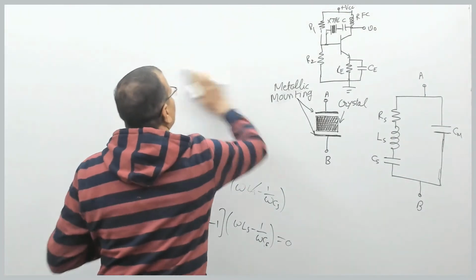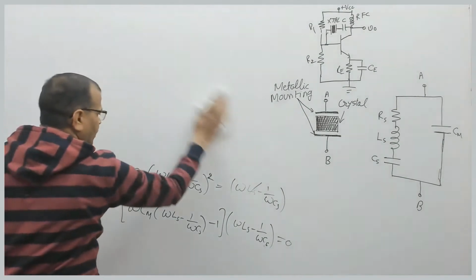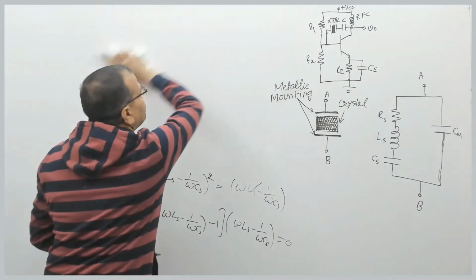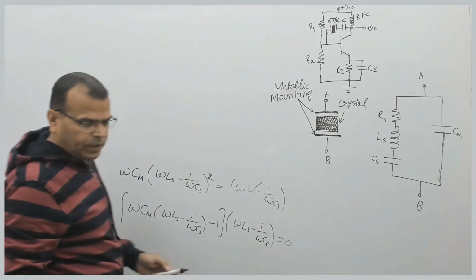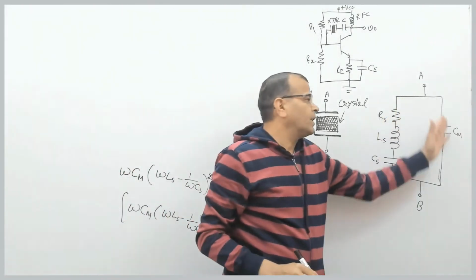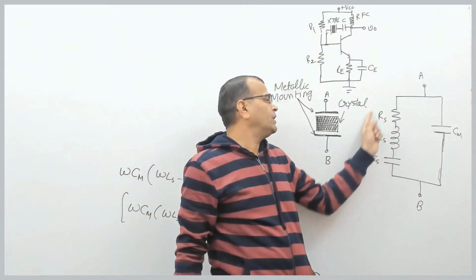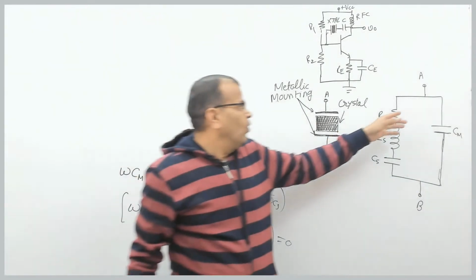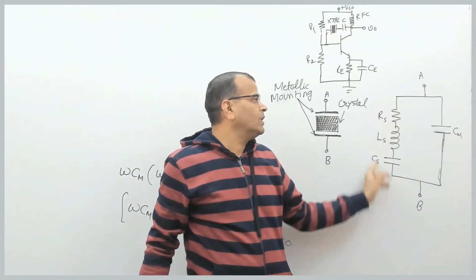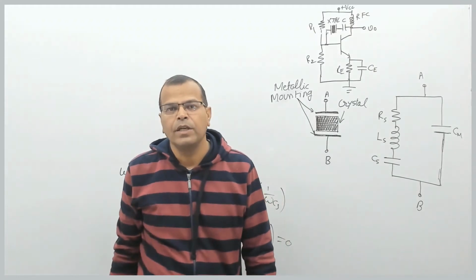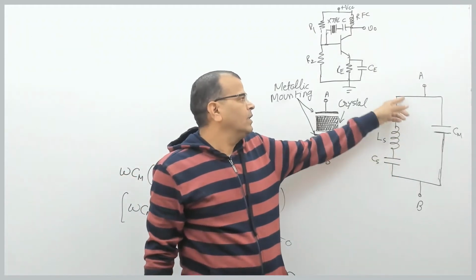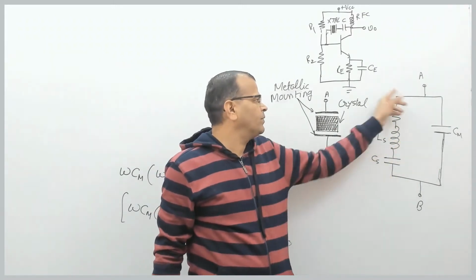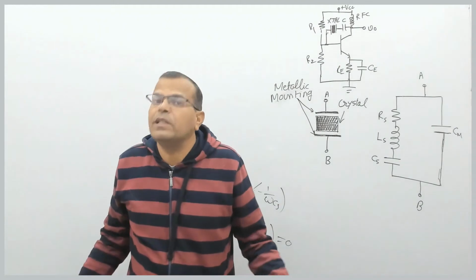For this product will be 0 when either of these two terms is 0. So let us proceed further. This is the circuit. We know a series RLC circuit is a resonant circuit. When this circuit is in resonance, the imaginary part of the impedance of this branch becomes 0. That is called series resonance.